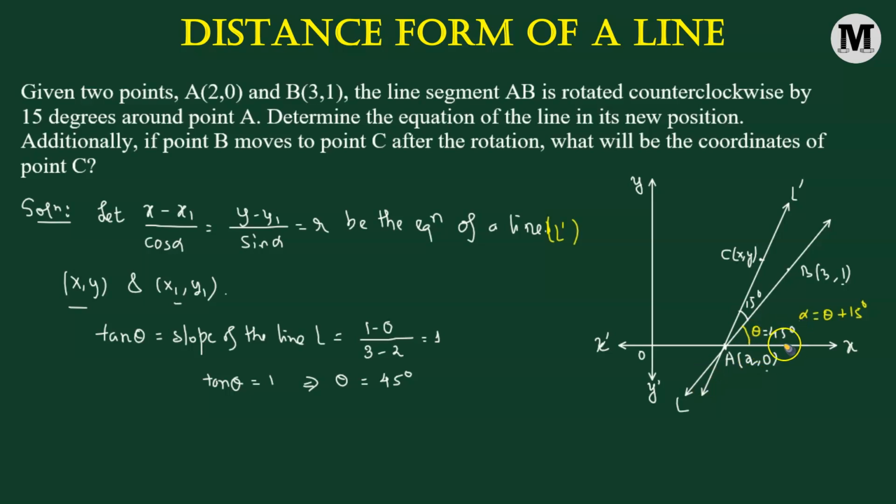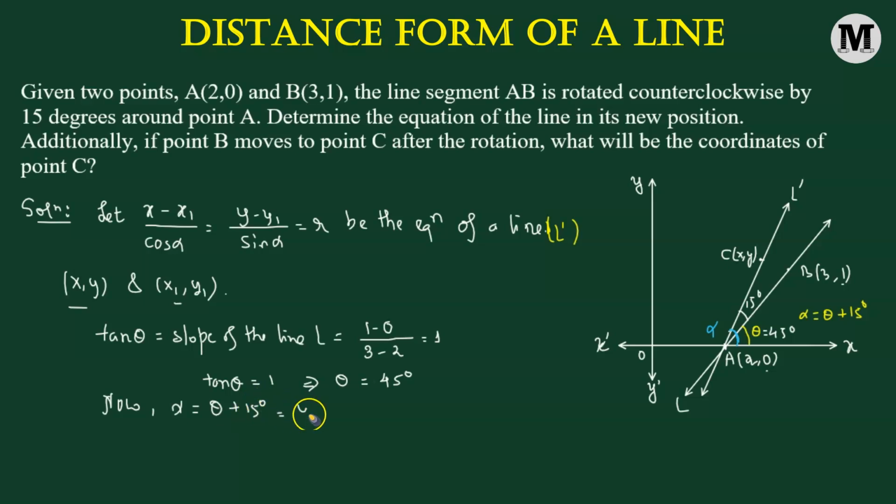Now if theta is 45 degrees, then what is going to be the value of alpha? So this is going to be the angle alpha. Fine. So now we can say that the alpha value is going to be given by theta plus 15 degrees.